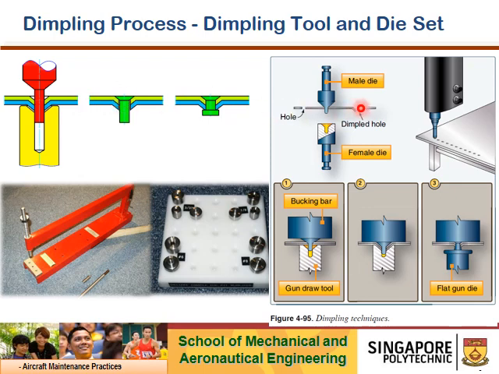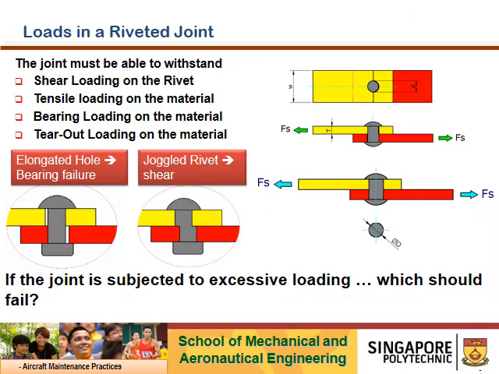So for anything smaller than 0.040 inch thickness, you have to carry out the dimpling process. Of course, the structural repair manual will tell you the minimum material thickness for countersinking, and if it is not met, you will have to carry out the dimpling process. All right, so let's move on. Loads in a riveted joint.